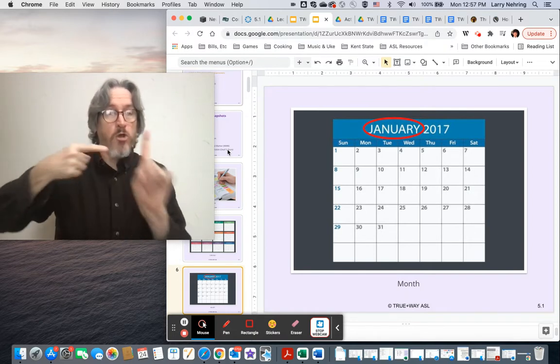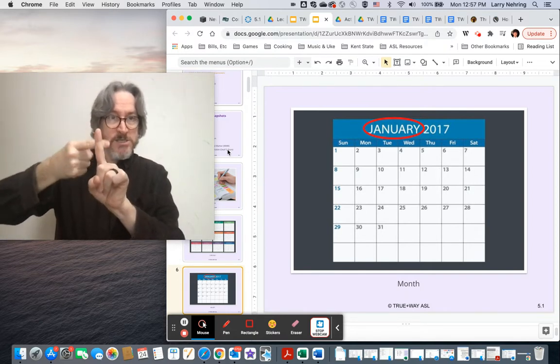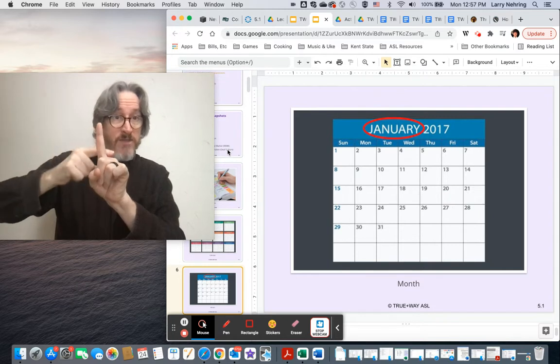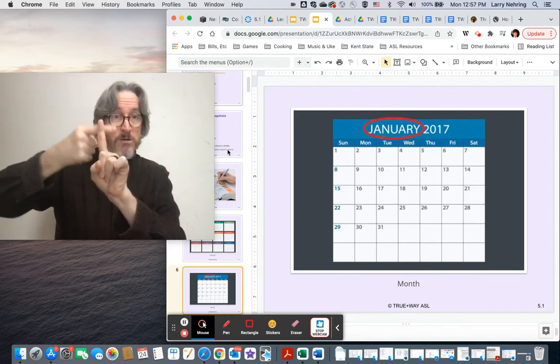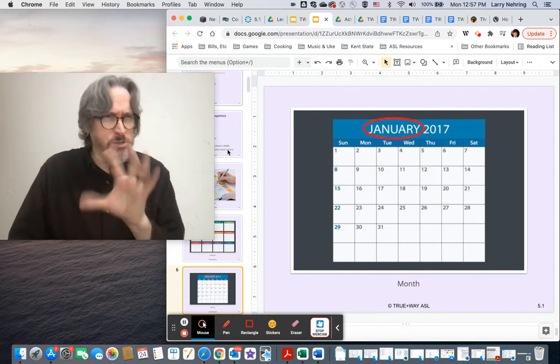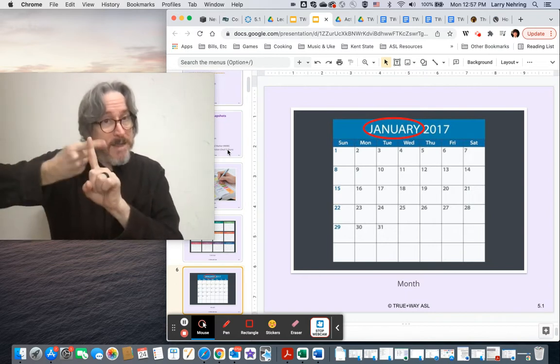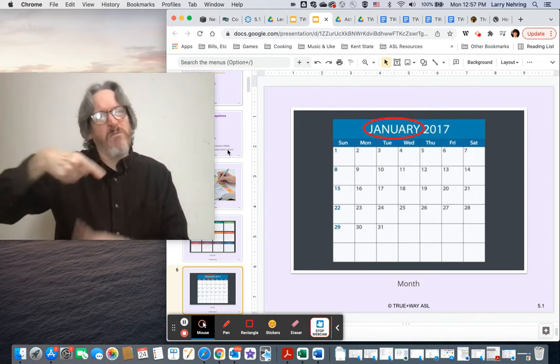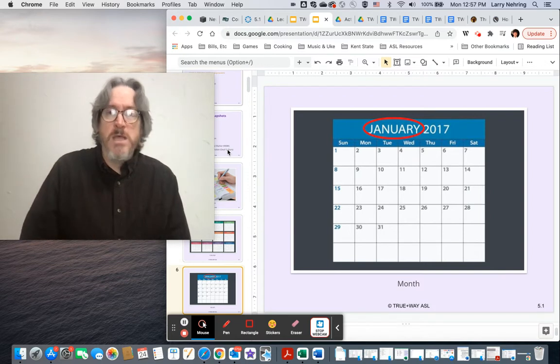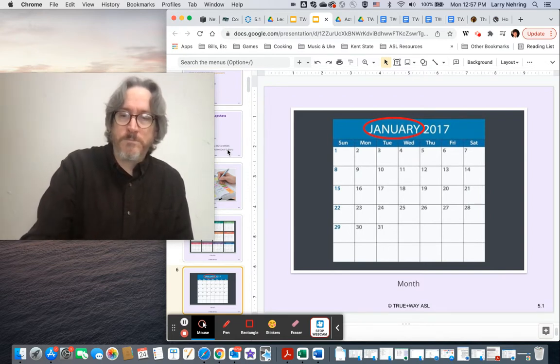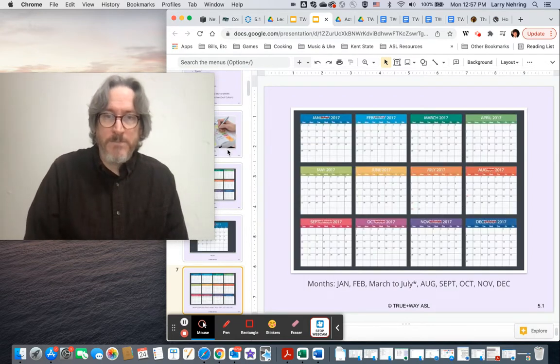So also, if you imagine that this is a thermometer and the line of mercury goes up and down, temperature. So those are similar signs. Rent makes sense because you have to pay it monthly. So that's the sign for month.